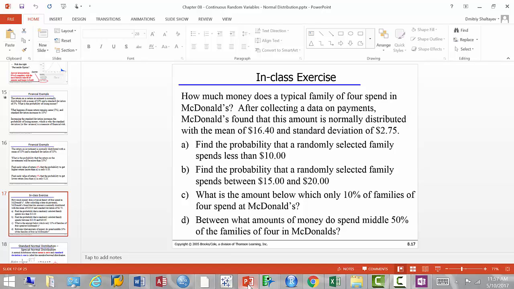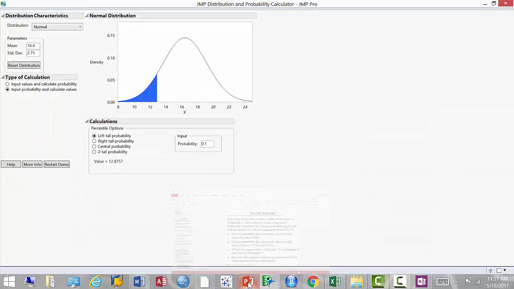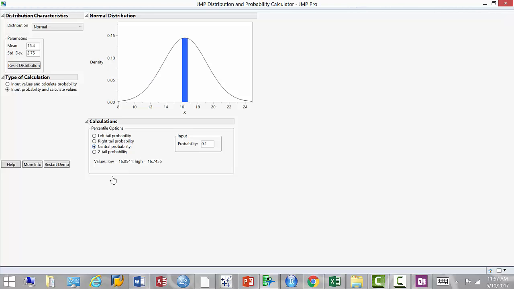Interquartile range, exactly right. I'm looking for Q1, the first quartile, and Q3, right? Because between Q1 and Q3, I have 50% of the data in the middle. That's precisely what I'm looking for. Now, here I'm going to do this. I'm looking for central probability, right? And central probability corresponding to half of the area would be 0.5, right? So therefore, my first quartile is $14.55, and my third quartile, right there, is $18.25.